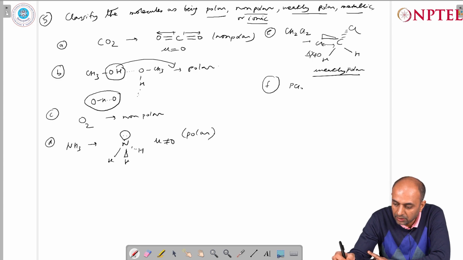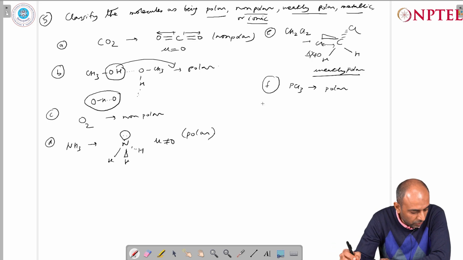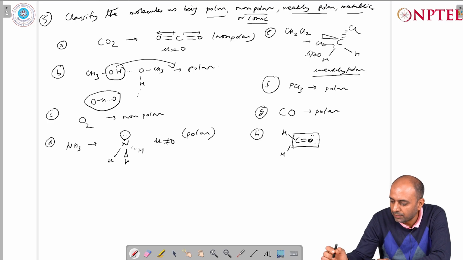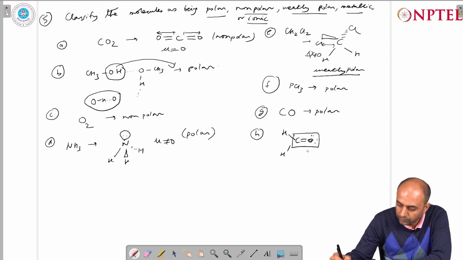The next compound is PCl3. PCl3 also has a tetrahedral arrangement like ammonia. It is a polar molecule. Carbon monoxide is a polar molecule because there is a ground state dipole moment, therefore it is a polar species. Formaldehyde is a polar molecule because there is a dipole moment associated with the overall molecule. We have a dipole moment because of the carbonyl, and therefore the overall molecule has got a dipole moment, therefore it is a polar species.